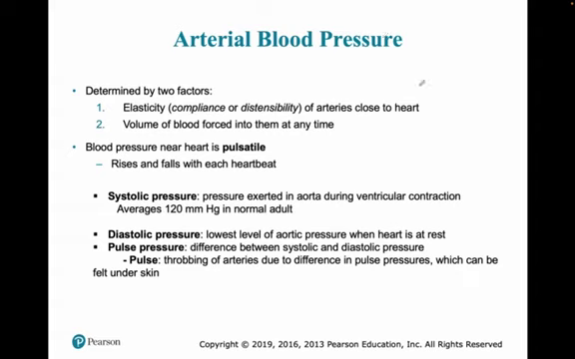Obviously, arteries have the highest amount of blood pressure, and this is influenced by two factors: the elasticity of the artery, and the blood volume that is flowing through. And blood pressure near the heart is always pulsatile, controlled by the pulse. Now there are two types of pressure that we can see: the systolic, the pressure exerted in the aorta during ventricular contraction, which we learned is about 120, and the diastolic, the lowest amount of aortic pressure when the heart is at rest, which is around 80 mm Hg.